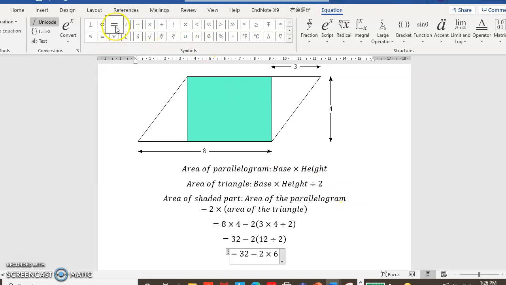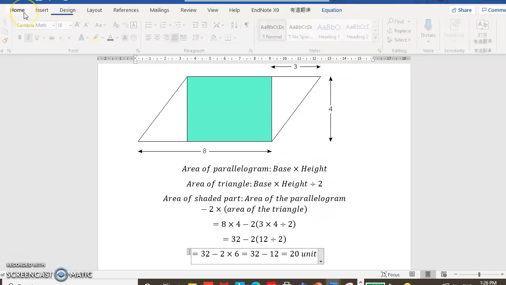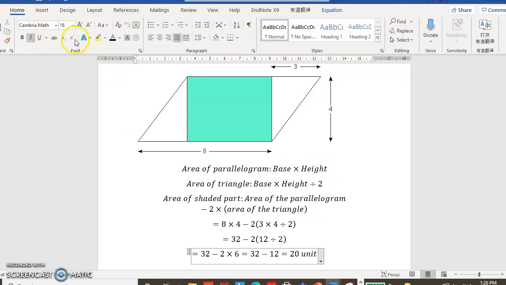And we know that we always have to calculate the multiplication first. So that's 32 minus 12. So we will get our number, which is 20 units. Don't forget that we've got to do it. 20 units.